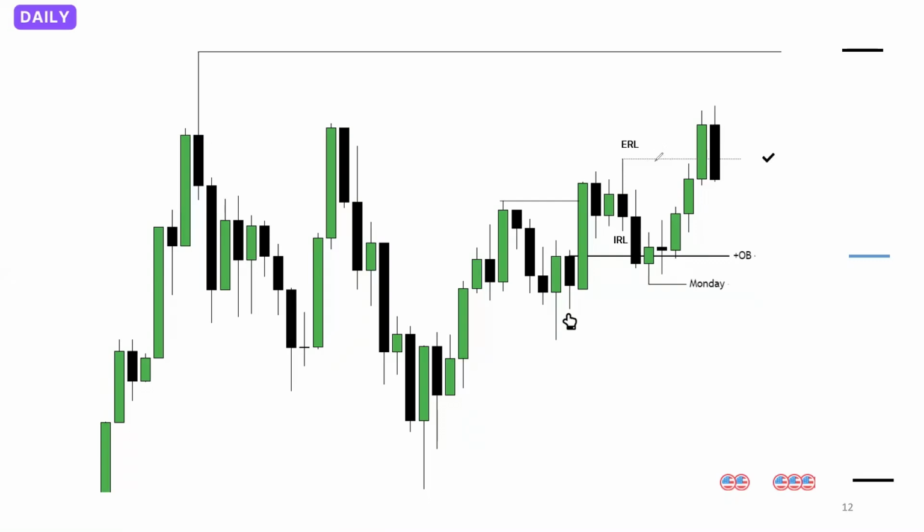So we're expecting this high to be taken. Another thing you should also understand is if you draw your fib from this high to this low, you will get equilibrium here. And then if you draw your fib from this high to this low, this will also give you equilibrium. This blue line here is equilibrium. This is premium, and then this is discount.